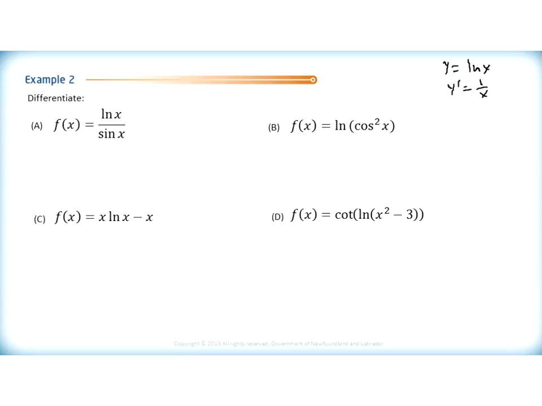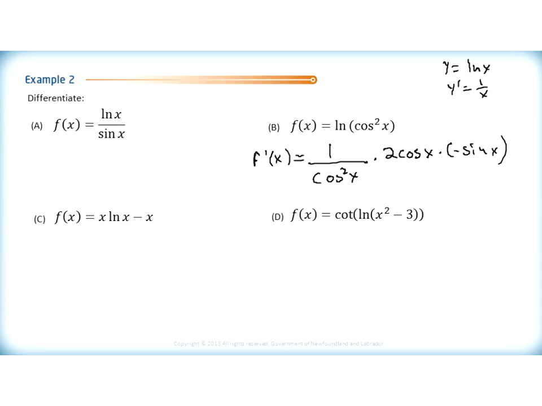We've got ln of cosine squared of x. So this is going to require some chain rule here, and everything's all nested together. So outside function first is ln, so it's 1 over the argument, which is cosine squared. Then I multiply by the derivative of cosine squared, which is 2 cosine x, multiplied by the derivative of cosine, which is negative sine x.